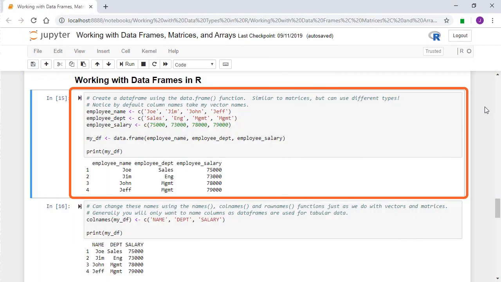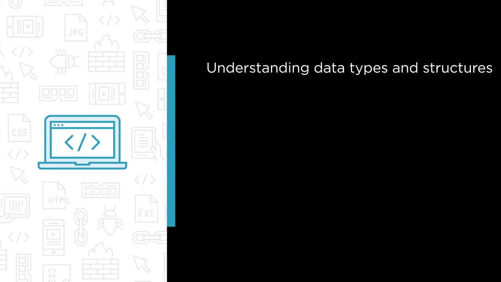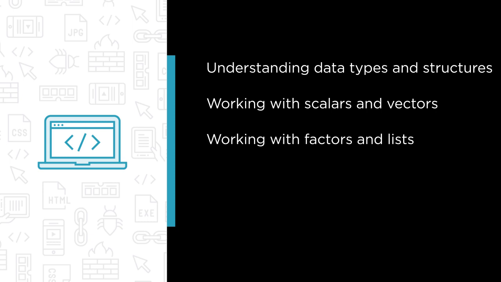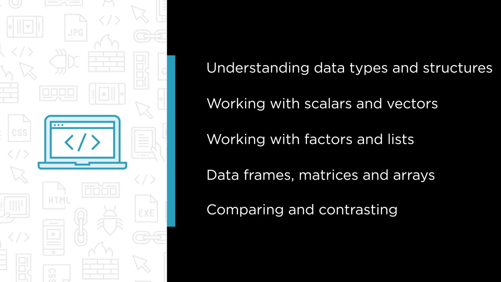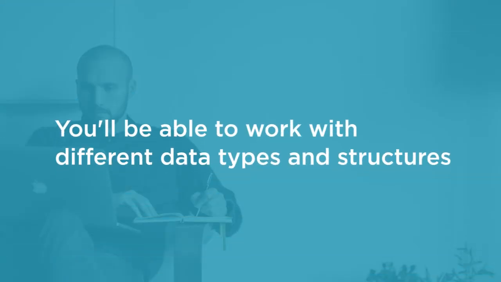Some of the major topics that we will cover include understanding data types and structures in R, working with scalars and vectors in R, working with factors and lists within R, working with data frames, matrices, and arrays, and finally comparing and contrasting these data types and structures. By the end of this course, you will be proficient in the fundamental techniques required to work with different data types and structures in R.